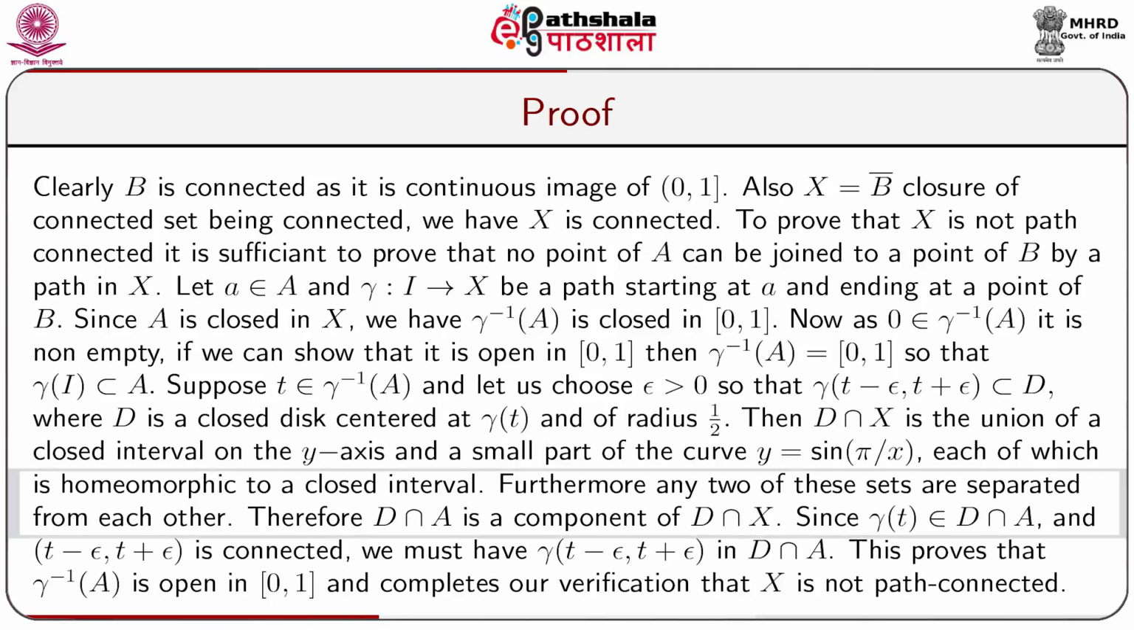Therefore, D intersection A is a component of D intersection X. Since gamma(t) belongs to D intersection A and (t minus epsilon, t plus epsilon) is connected, we must have that gamma of (t minus epsilon, t plus epsilon) is in D intersection A. This proves that gamma inverse of A is open in the closed interval [0, 1] and completes our verification that X is not path connected.